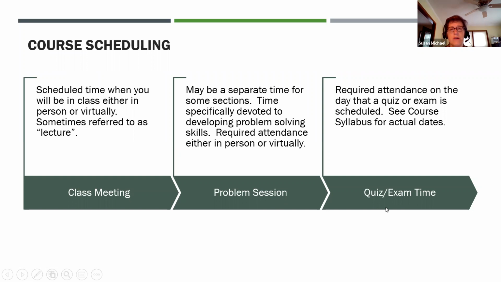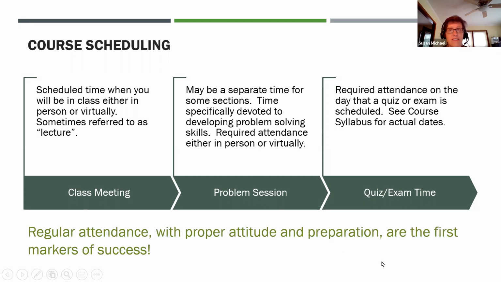Another thing that you sign up for is your quiz or exam time. Your attendance is required for quizzes or exams, and you are only required to attend on the days that a quiz or exam is actually scheduled. When your instructor gives you the course syllabus, then those dates will be clearly delineated for you, so you know exactly what days you're having quizzes and exams and can plan for those things appropriately. Your regular attendance at all of these things with proper attitude and preparation are the first markers of student success.